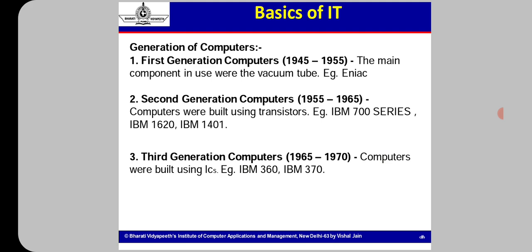The third generation computers are from 1965 to 1970, and these computers are built with ICs. What are ICs? IC means integrated circuit. It is a large number of transistors which are placed on a single chip. It is called an IC. Example computers are IBM 360 and IBM 370 series.